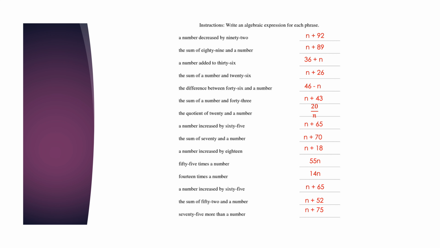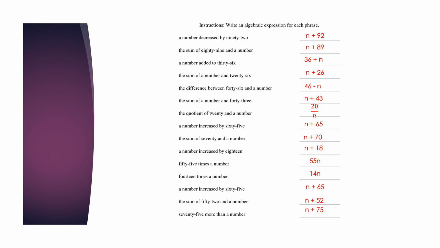Next up, the quotient of 20 and the number. So that means you're going to start with the number 20, and then you're going to do the quotient, which is to divide by that number n. So 20 over n. Next, a number increased by 65. That's where I screwed up on the first one. Increase is plus. This time I got it correct. N plus 65. Next, the sum of 70 and a number. That would be n plus 70. Next up, a number increased by 18. That would be n plus 18.